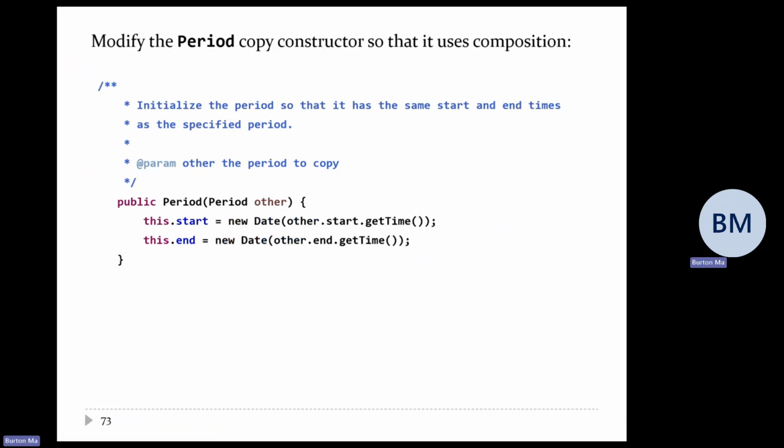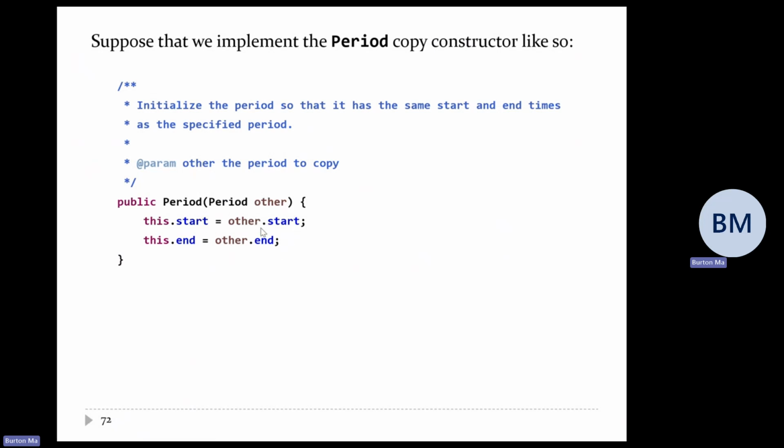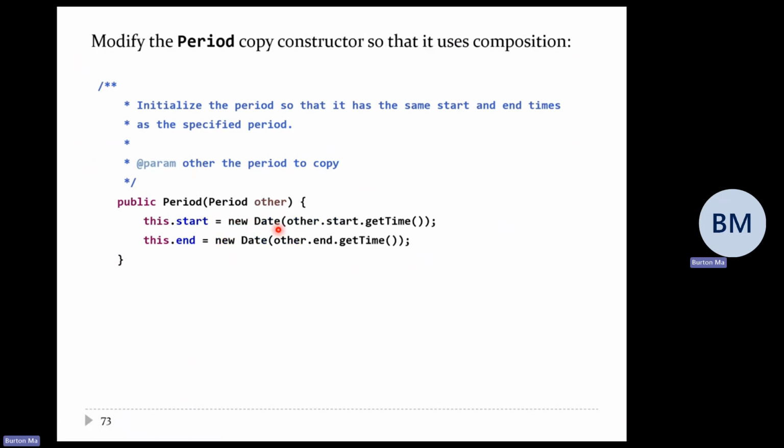What should you do? You should copy the other start time and end time, and then assign the copy to this start and this end. So instead of writing this start equals other start, make a brand new date that's a copy of the other start time, and make a brand new date that's a copy of the other end time. Question.